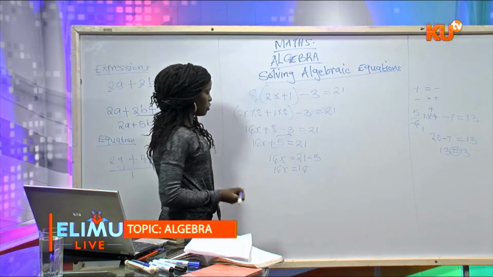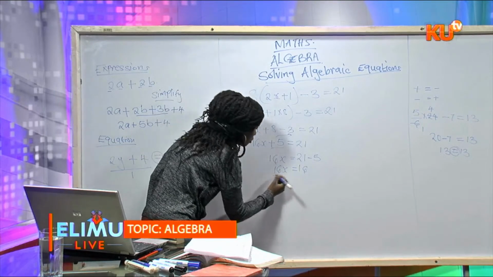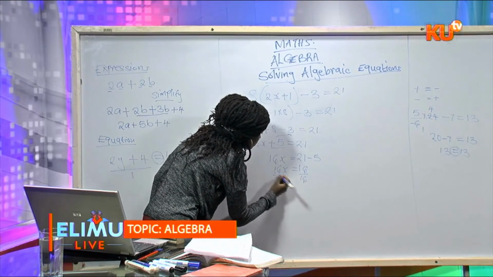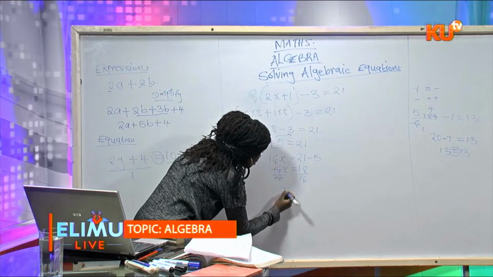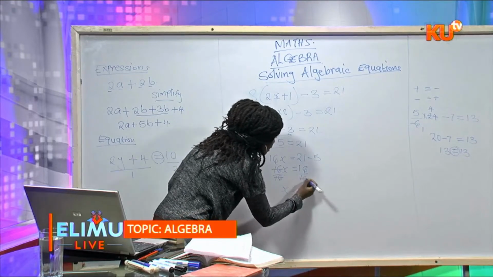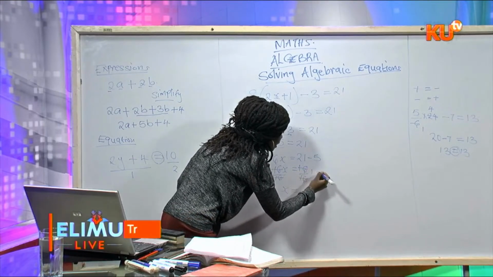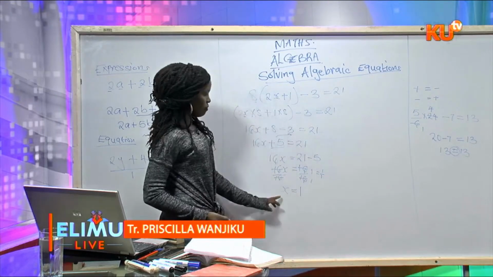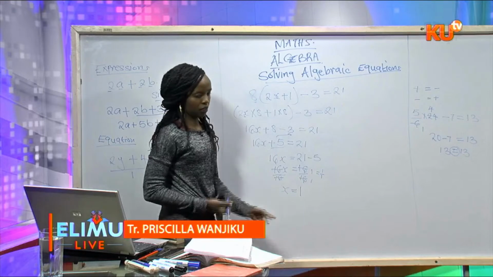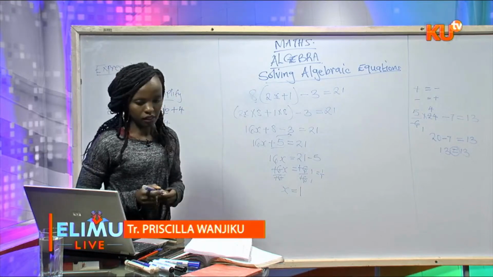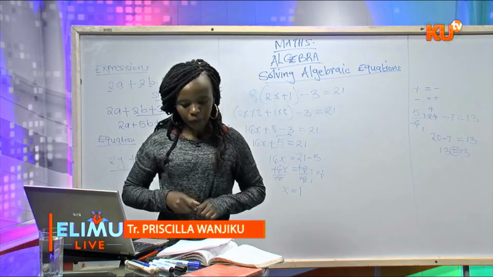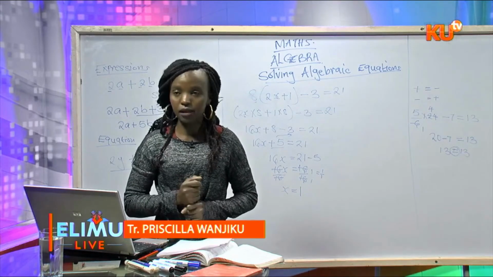I want to get the value of x. So I divide both sides by 16. So the value of my x is going to be 16 by 16 is 1, and 16 by 16 is 1. This is 1 over 1, which is the same as 1. So the value of my x is 1. I hope you are together. We look at another example.